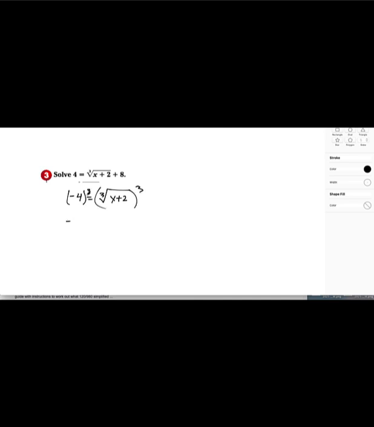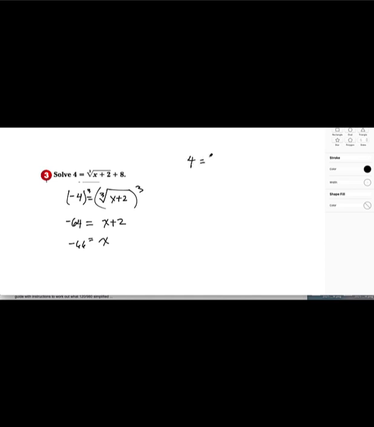So negative 4 to the third power, I think, is negative 64. And then that now gives me simply x plus 2. So x plus 2 is equal to negative 64. And I'm going to solve. I'm going to throw my 2 over to the other side. And I'm getting that x is equal to negative 66. You know the deal. We've got to check it.